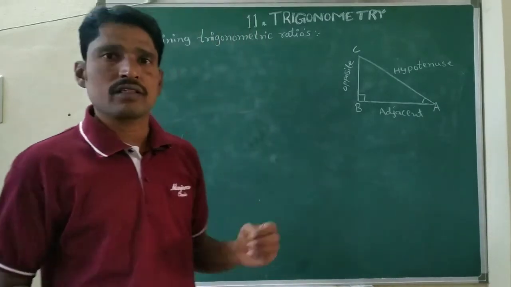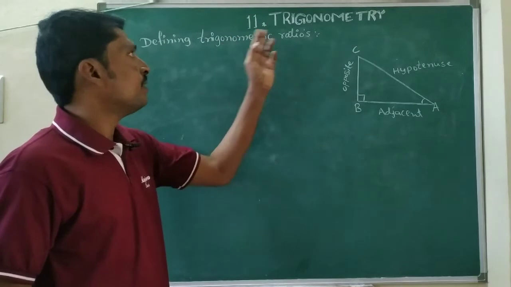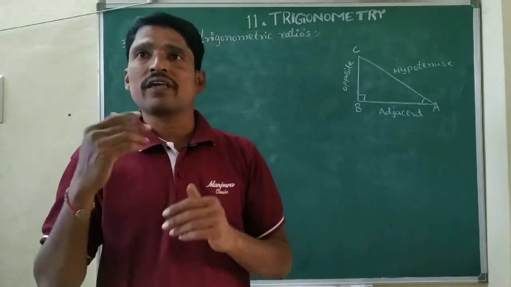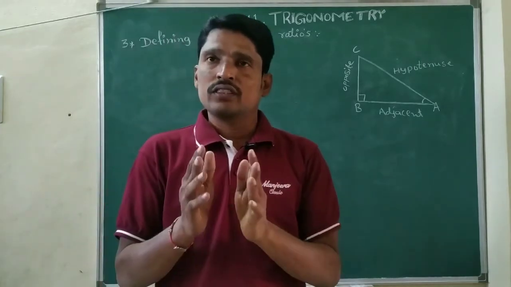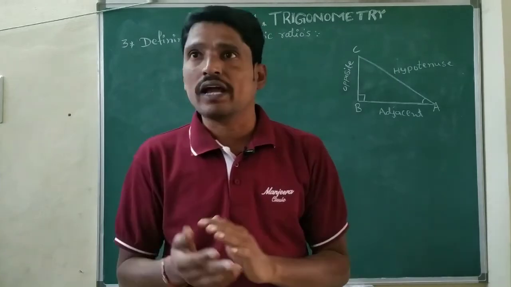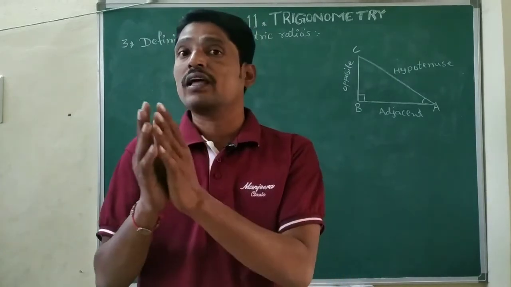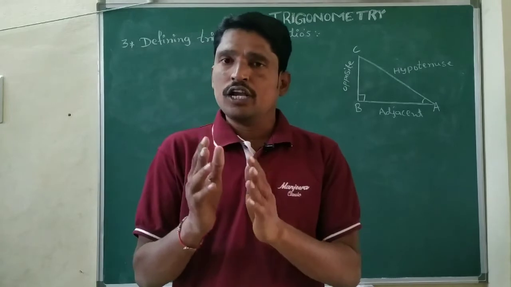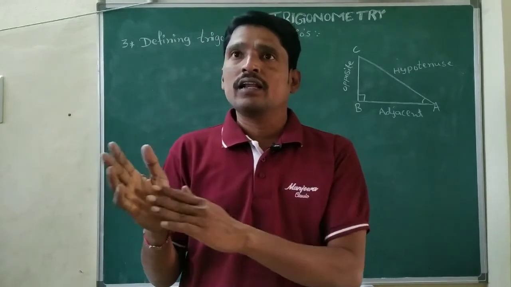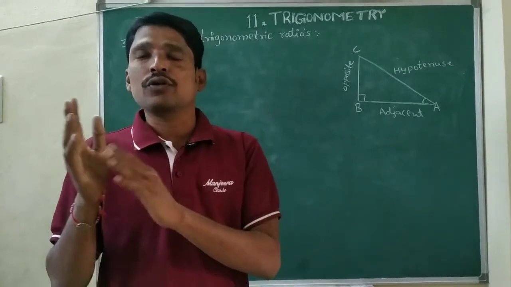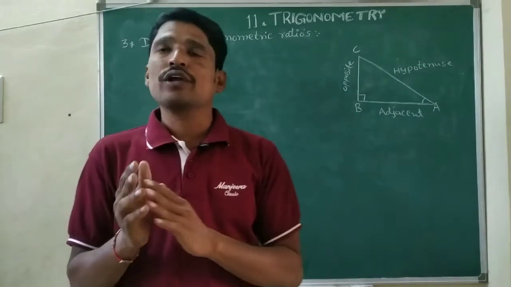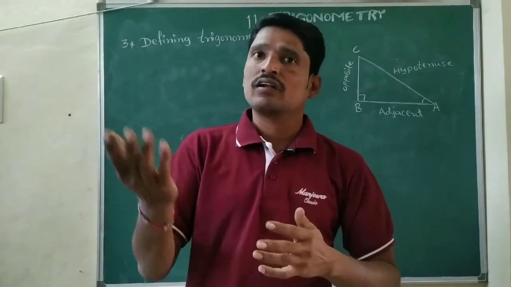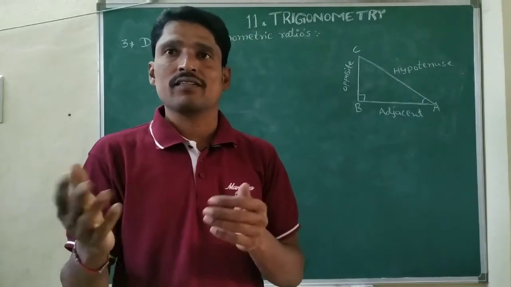Let us see the third concept, defining trigonometric ratios. What is trigonometric ratios? The ratio of the sides of a right angle triangle with respect to its acute angle is called trigonometric ratios. So we have here 6 ratios. What are they? Step by step we will discuss.